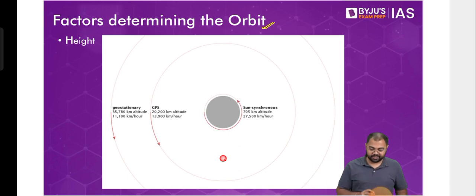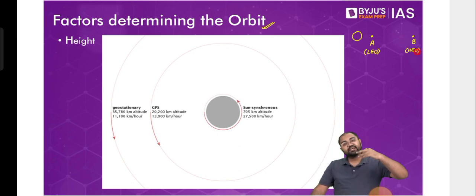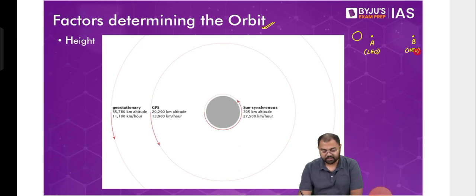Now, how exactly does the height of an orbit determine something? Just consider this. Suppose this is the Earth, and a question for you. We have 2 points. This is point A, which is located in the low Earth orbit, and we have another point B, which is in the high Earth orbit. One is at almost 500 kilometers from the surface of the Earth, and another is at 35,076 kilometers from the surface of the Earth.